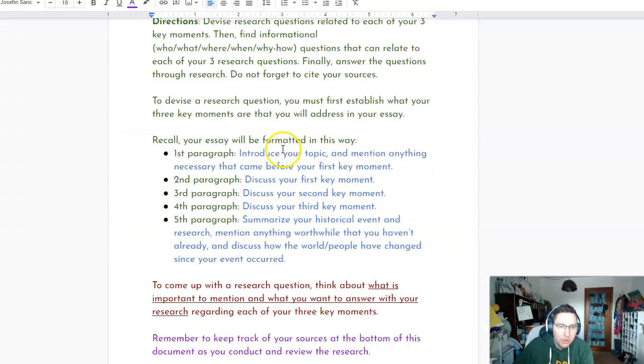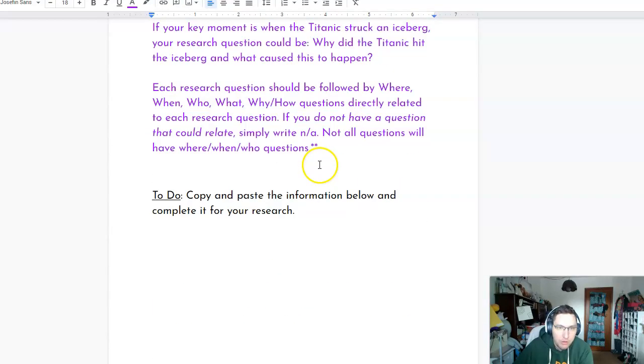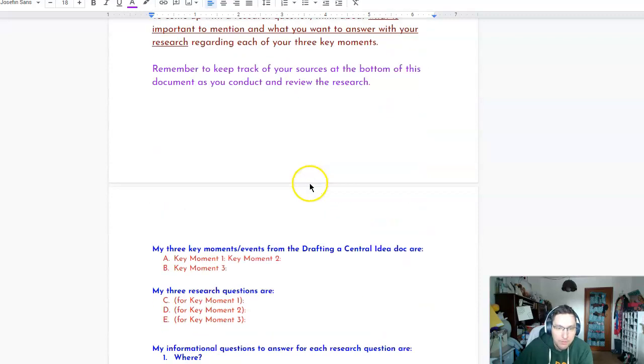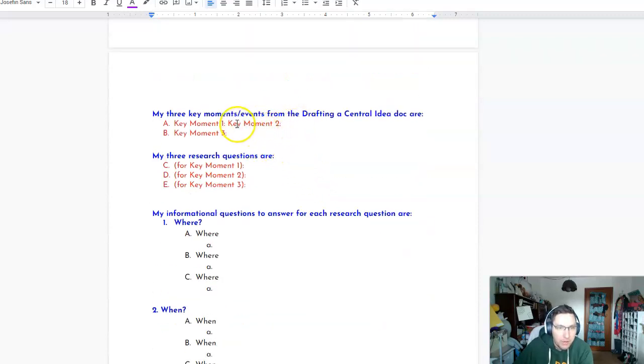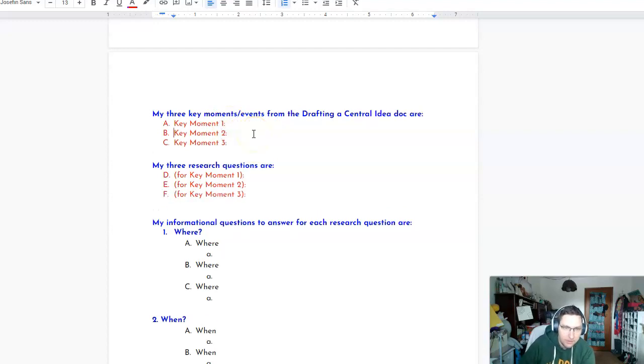Okay, so your version looks like this. Some instructions at the top. Please read those before you start. You'll tell me, what are your 3 key moments? So, you'll tell me your key moment 1 from Drafting Conceptual Idea, key moment 2, key moment 3, and then tell me, what are your major 3 research questions that you really want to answer?